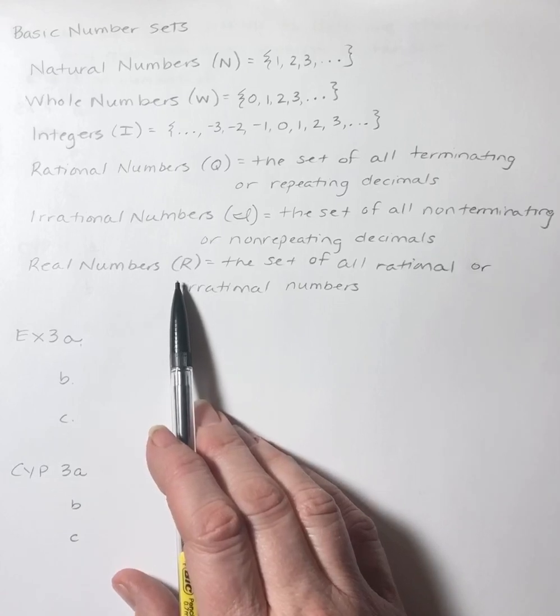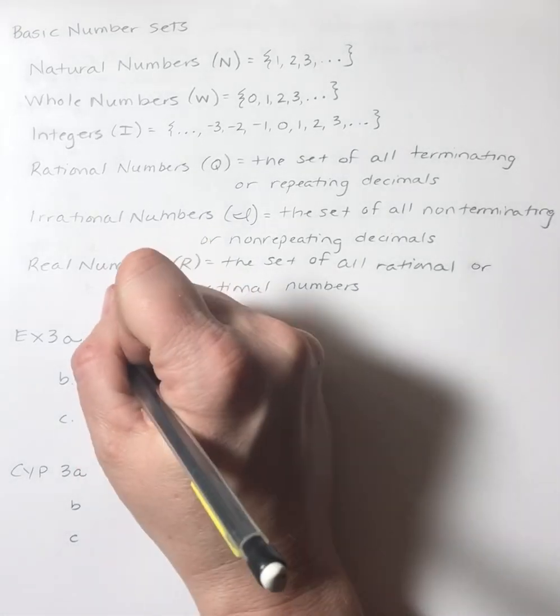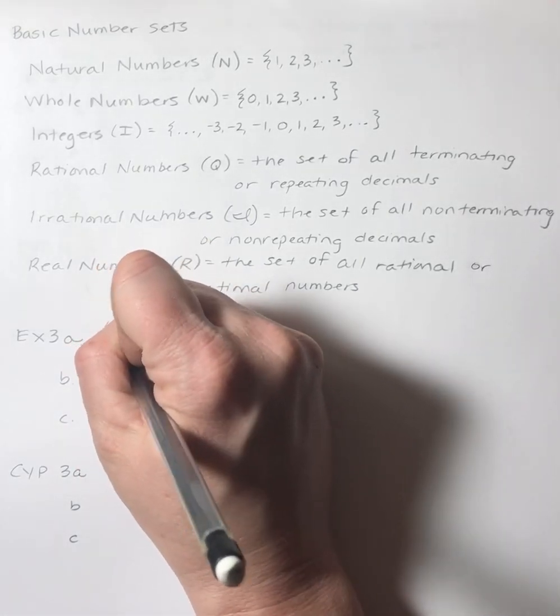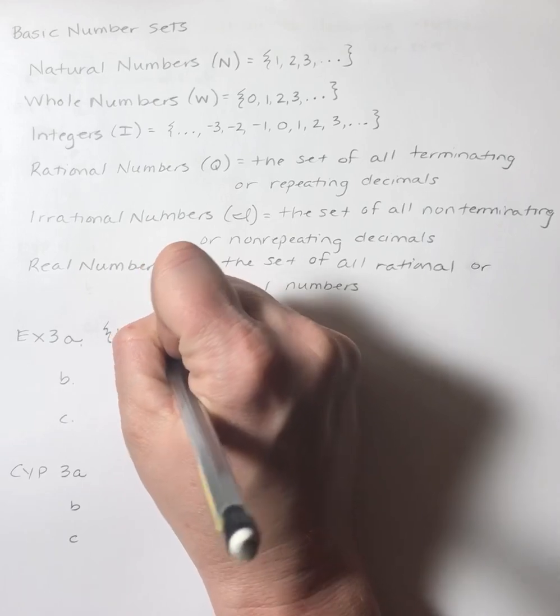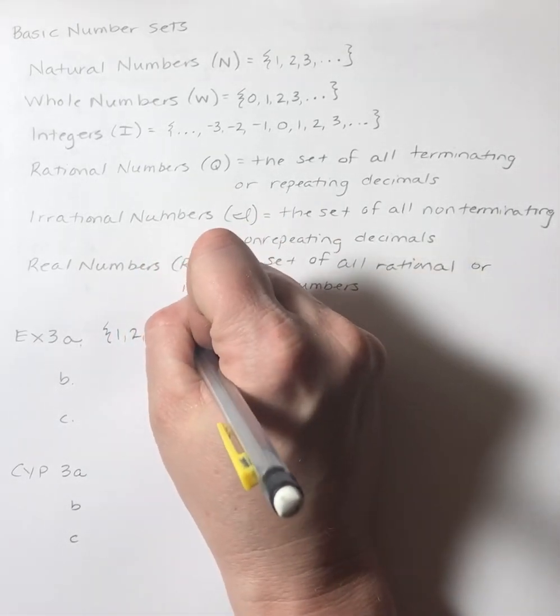So, example 3. For letter A, it says use the roster method to write each of the given sets. So for A, it says the set of natural numbers less than 5. So natural number starts at 1, so we'd have 1, 2, 3, 4. And if it says less than 5, we don't include 5.